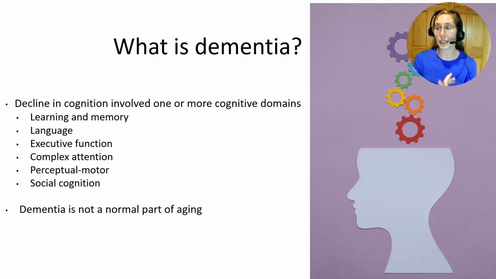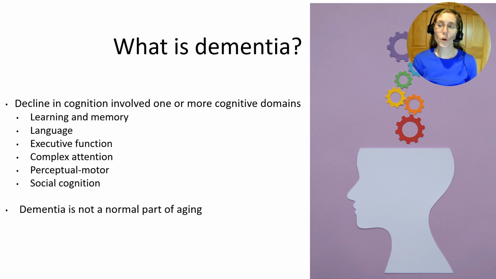That would include language, things like fluency or even object naming, also executive function, things like planning and decision making, complex attention, which may include sustained attention or selective attention, or even processing speed. Perceptual motor entails things like coordination or visual perception, and even social cognition, which is your ability to recognize emotion or respond to social cues or even have insight.